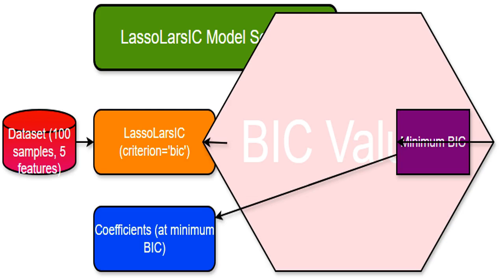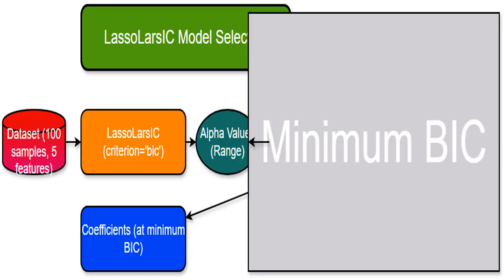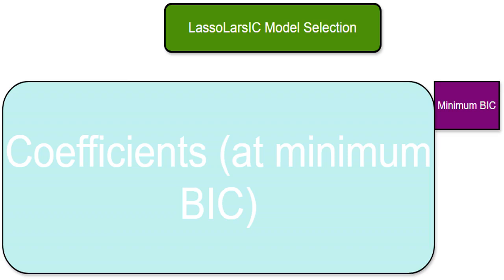For each alpha value LassoLarsIC explores, it calculates a corresponding BIC value. This shows me how good the model is for that alpha. I'll use these to find the optimal alpha. After exploring the range of alphas and calculating many BIC values, I identify the minimum BIC which corresponds to the best model. Once I've found the best alpha, the one that gave the minimum BIC, I get the coefficients. These coefficients are the parameters of my best fitting model.